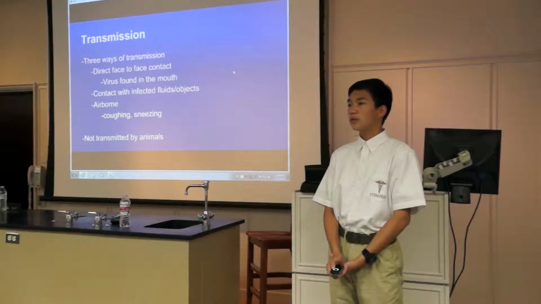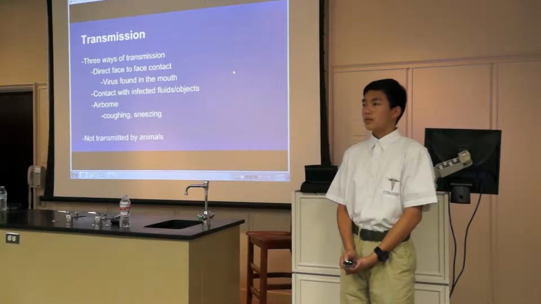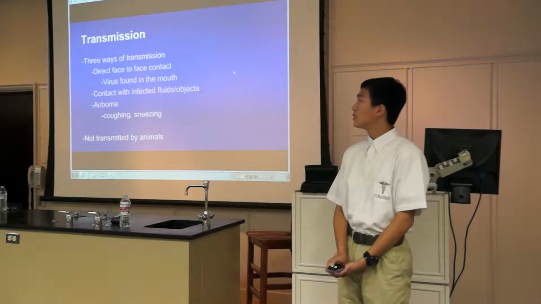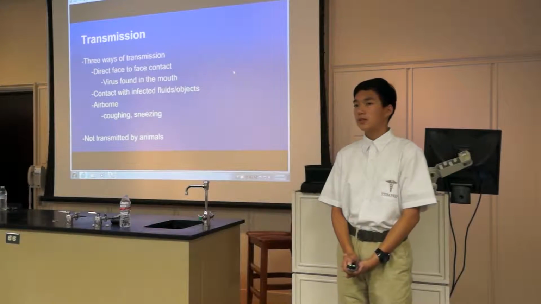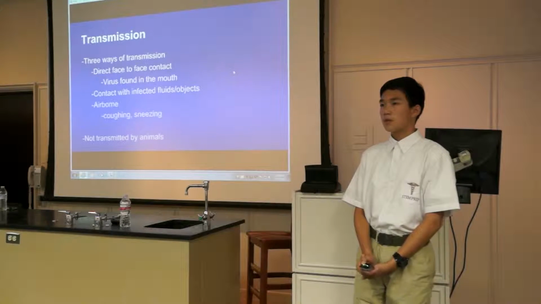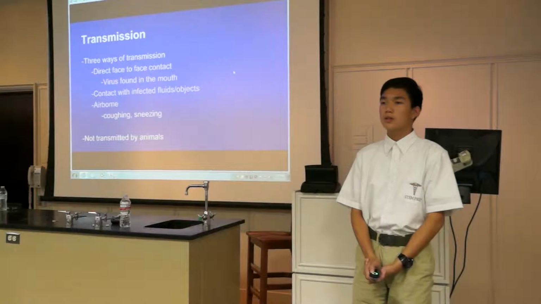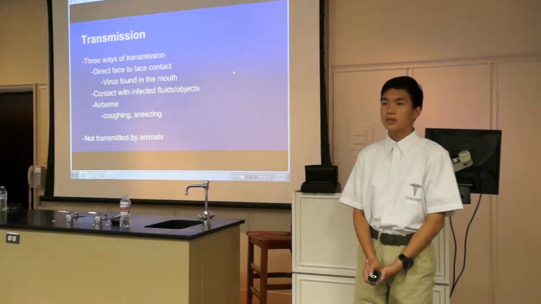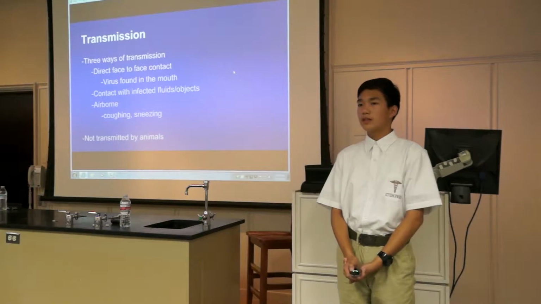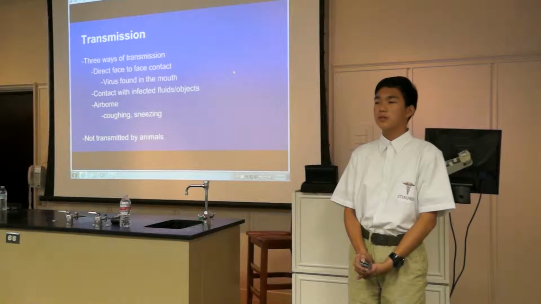Transmission. There are 3 ways of transmission. Smallpox is transmitted horizontally, which means person to person. The first way is by direct face-to-face contact. The virus is found in the mouth, so touching another person's mouth through kissing or any type of touching will give you the smallpox virus. Contact with infected fluids will also give you the virus.